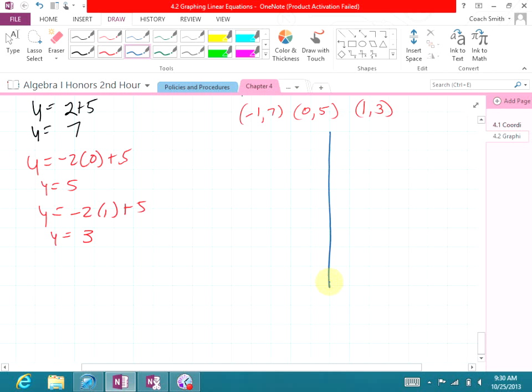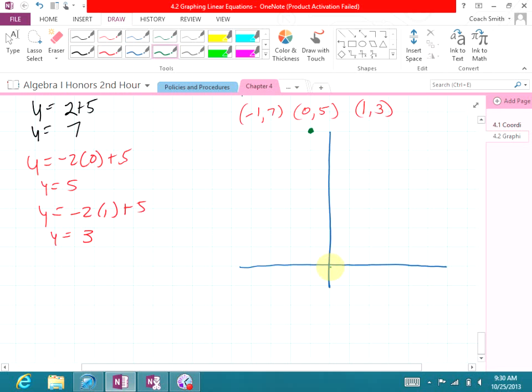See, 0, 5, 7, and 3, so I can get away with this right here. I can get away with that right there by looking at my numbers. So, -1 and 7. -1 is here. 7 is 1, 2, 3, 4, 5, 6, 7. So that's -1 and 7.